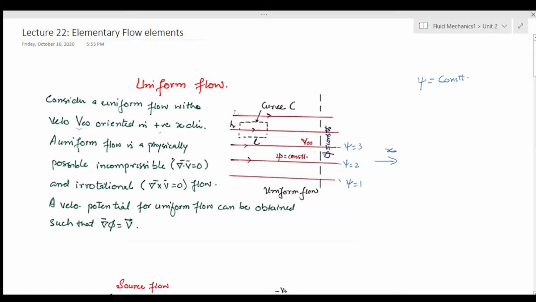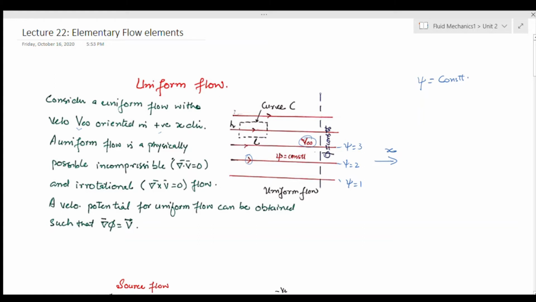So the red parallel lines which you are looking at are streamlines, and we already know that a streamline is something which is tangent to the velocity vector. So that is the reason that you are looking at straight parallel streamlines, and this is the kind of uniform flow which we are considering, where the flow is going towards positive direction. You can look at the arrows here, and it's of a single magnitude v infinity. Okay, so such kind of flow is a uniform flow. It is the most basic flow element which we have considered.